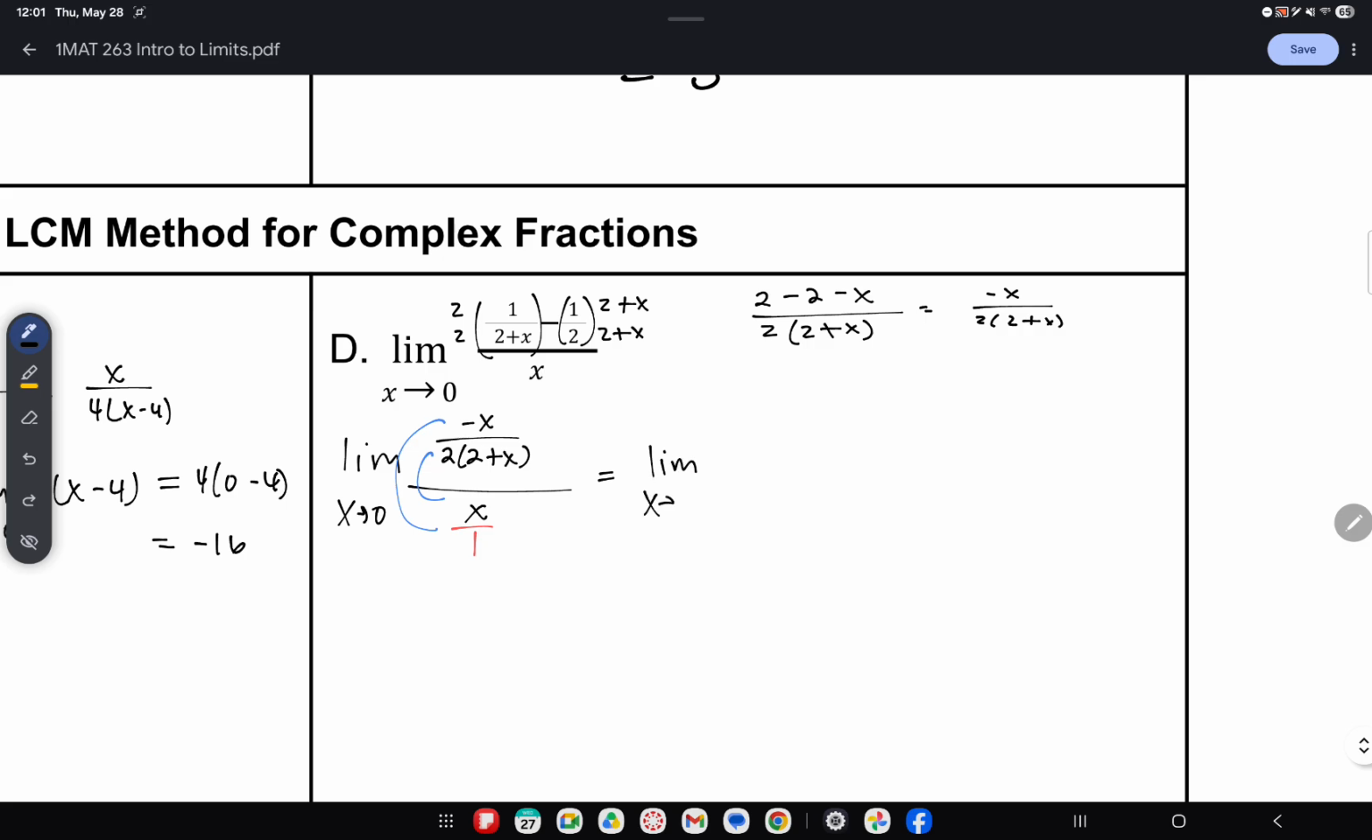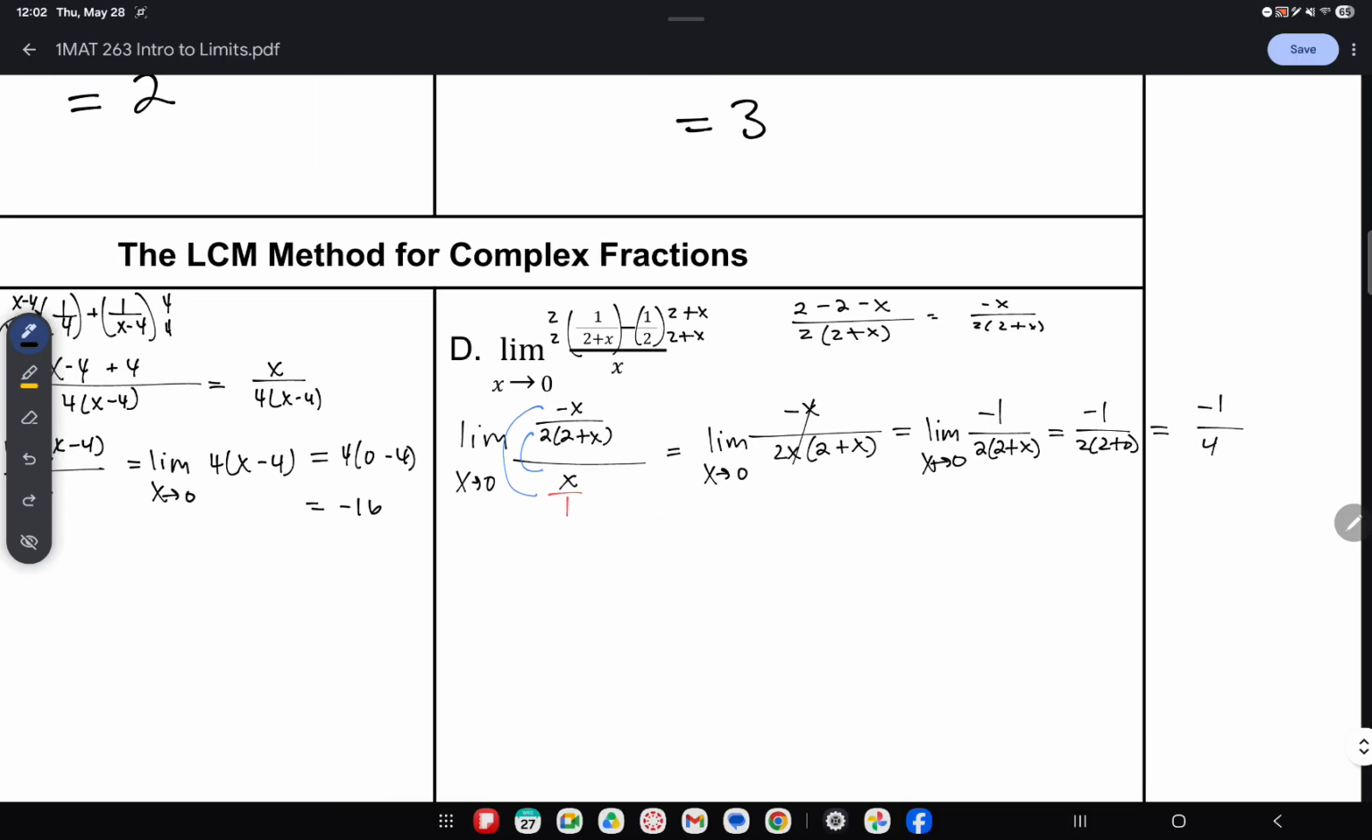So the limit as x goes to 0 of negative x over 2 times 2 plus x, times 1 over x. So I can cancel the x's out. So the limit as x approaches 0 of negative 1 over 2 times 2 plus x. And then I can do that direct substitution. And I get negative 1/4. All right.